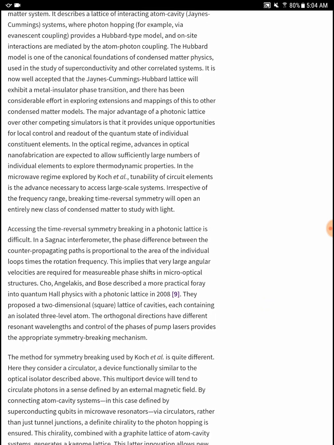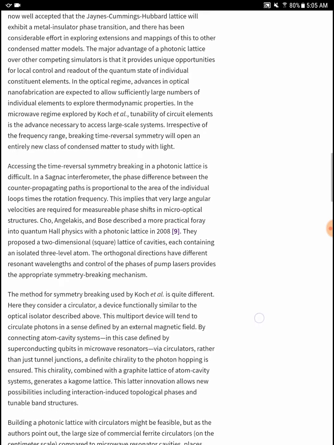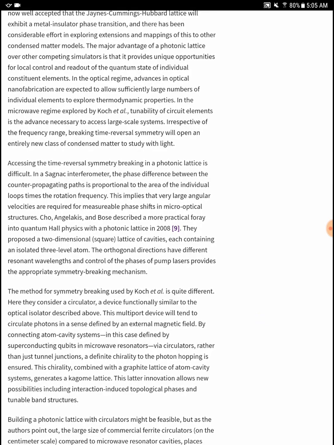The Hubbard model is one of the canonical foundations of condensed matter physics, used in the study of superconductivity and other correlated systems. It is now well accepted that the Jaynes-Cummings Hubbard lattice will exhibit a metal insulator phase transition, and there has been a considerable effort in exploring extensions and mappings of this to other condensed matter models.